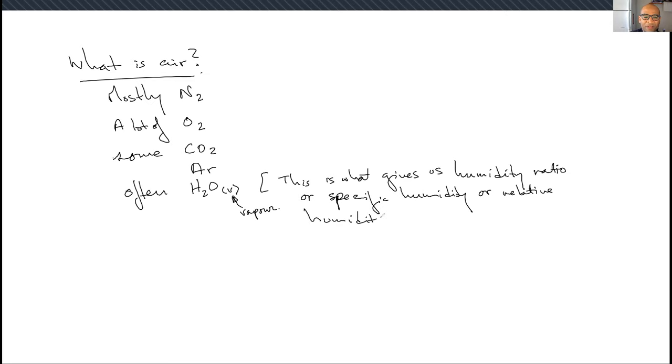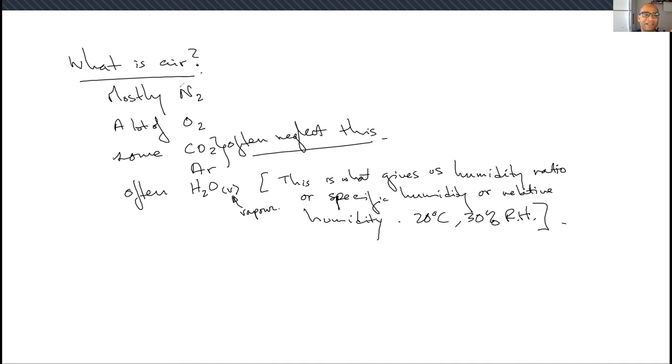Right now in my basement, it's, for example, 20 degrees Celsius and about 30% relative humidity. It's the amount of water inside of the air. The CO2 and the argon are trace gases. Sometimes we include them, sometimes not, so we often neglect them. And the pure mixture of nitrogen and oxygen, if we assume just those two in air, is what we call dry air.